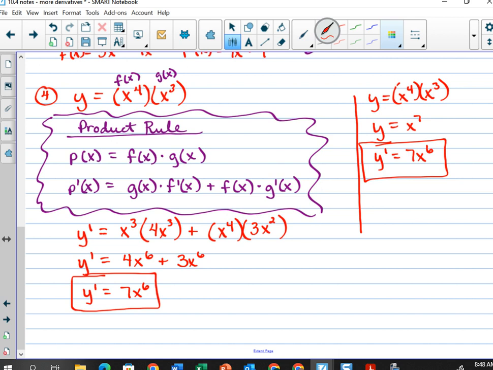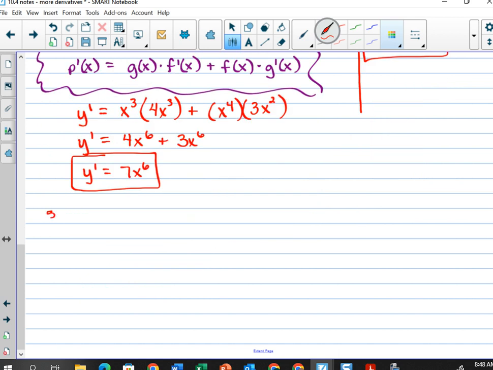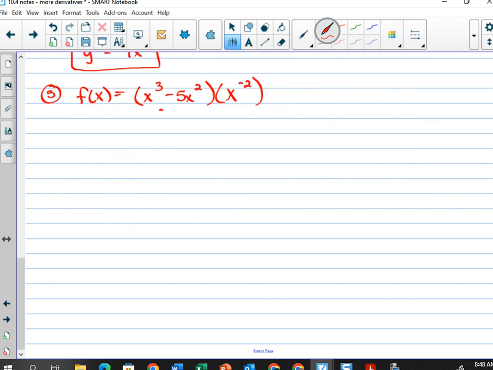All right, let's try another product rule one so that you can practice it. I will give you f of x equals x cubed minus 5x squared times x to the negative 2. Find this with the product rule. Could you multiply it out? Yes, but please practice the product rule on this one, okay? That's to the negative 2. This first one is your f of x. This one's your g of x. Try from there, okay?